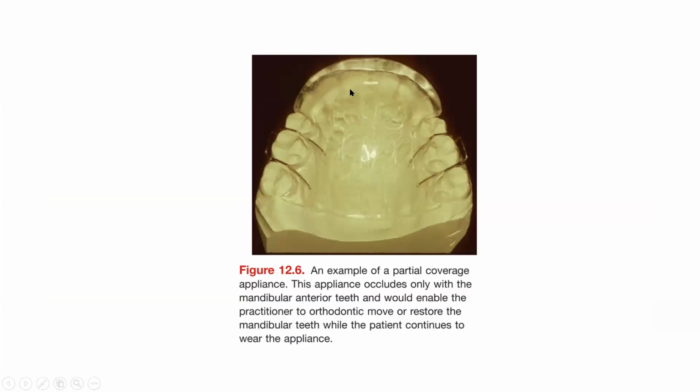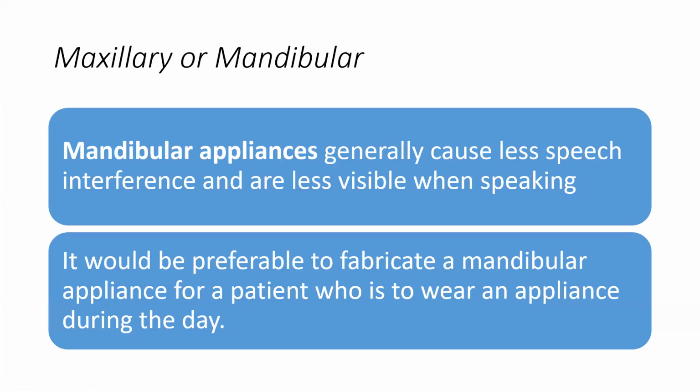So this is the partial coverage splint, and this splint has contact only in the anterior region. When the anterior teeth contact, they will generally intrude, whereas the other teeth which are not in contact will generally super-erupt in this type of partial coverage splint.